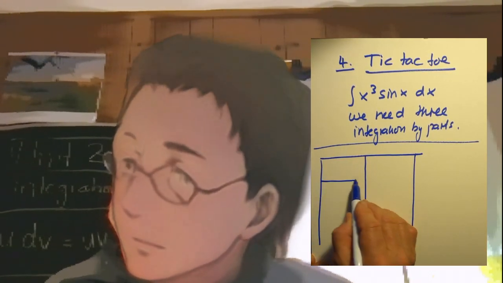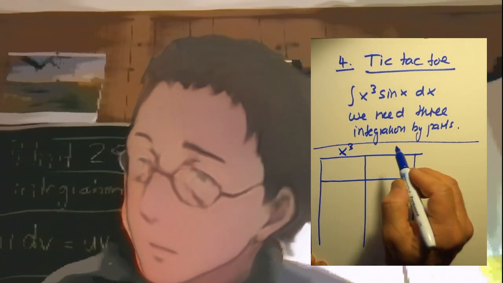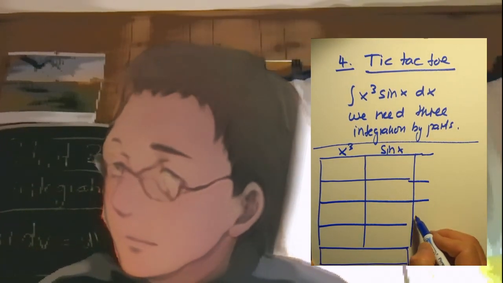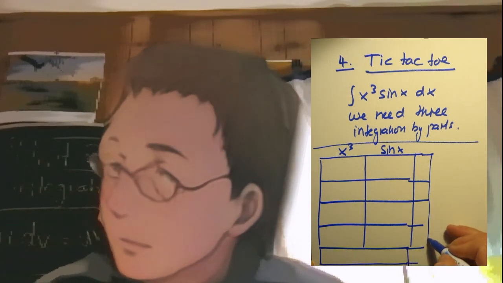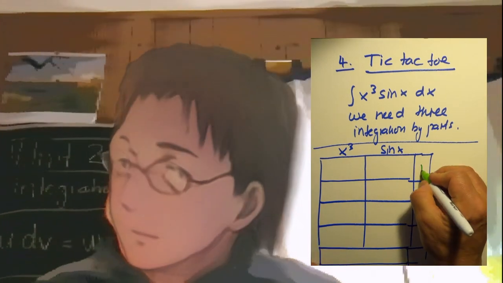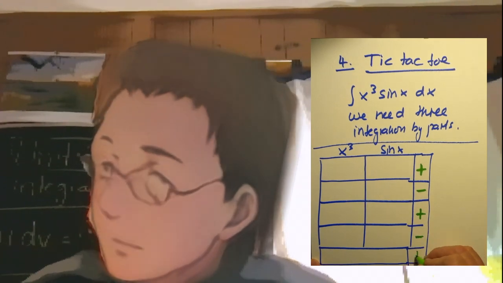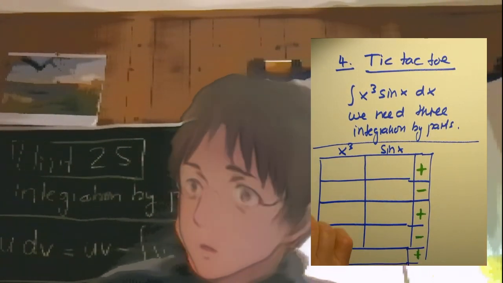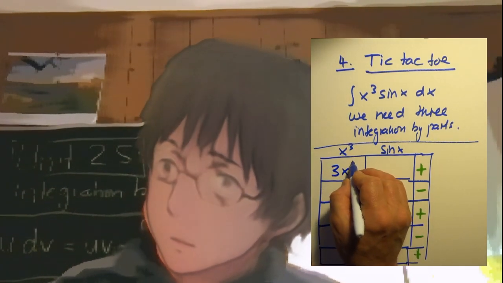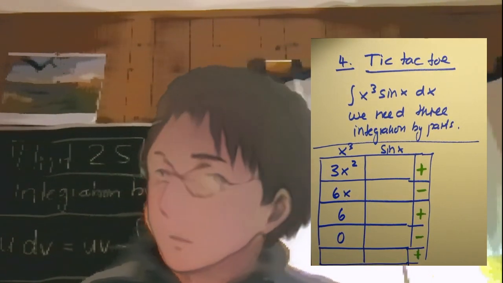And in the first column we write the x to the 3. Here we write the sine x. And then we have another column here where we put signs. And this column is always filled with the same signs. So we always put a plus, we always put a minus, we always put a plus, we always put a minus, and so on. In the left column, we differentiate. So here we differentiate. We get 3x squared. So we get 6x, we get 6, and we get 0. So I don't even need the last one.